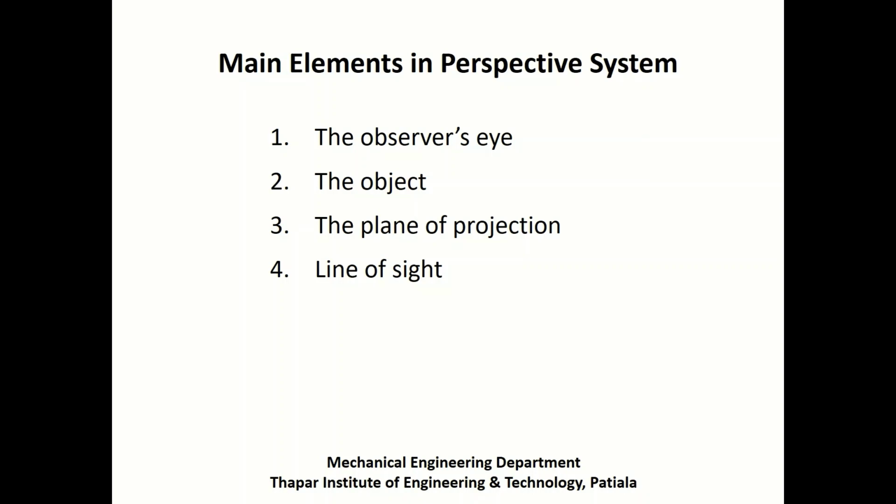So there are four main elements that are listed on the slide. There is an observer, like the observer we had even in case of orthographic projections. There is an observer in perspective as well. There is an object. There is a plane of projection. Then there is a line of sight.